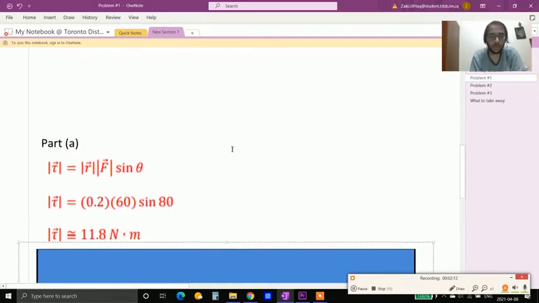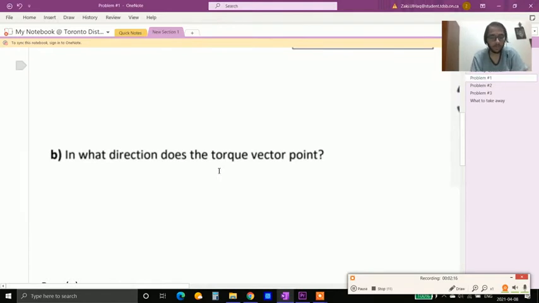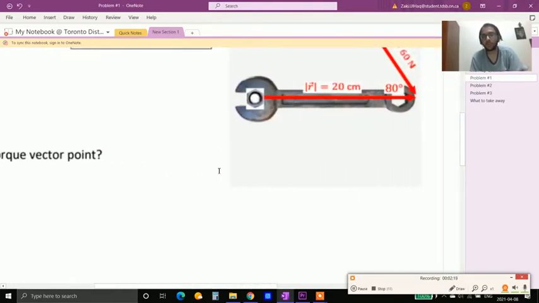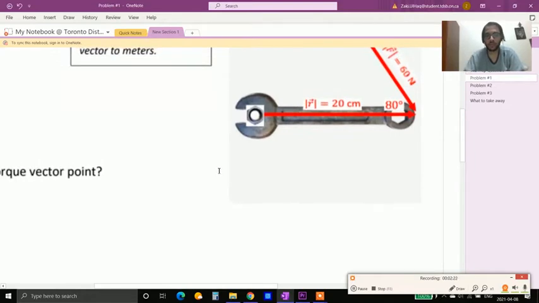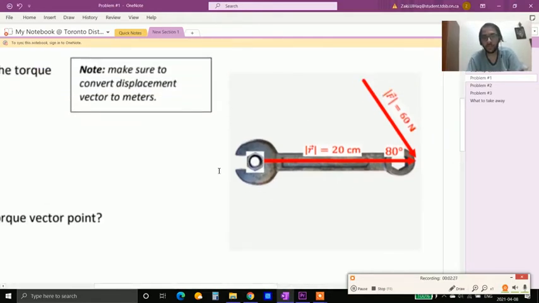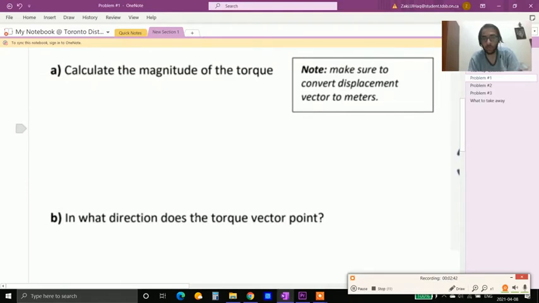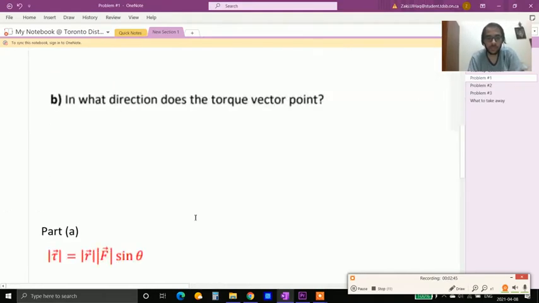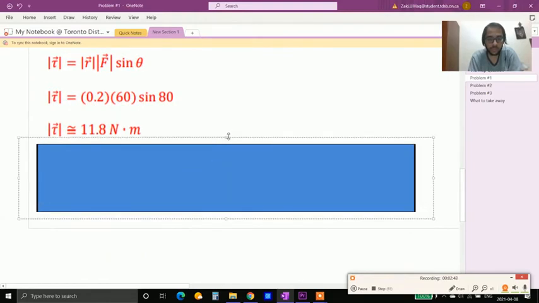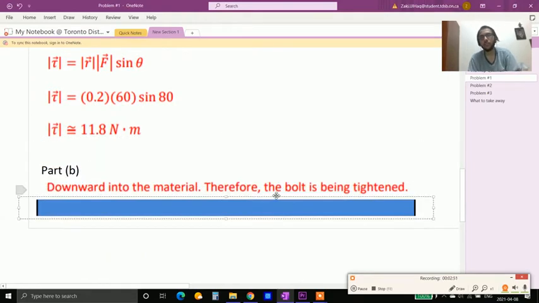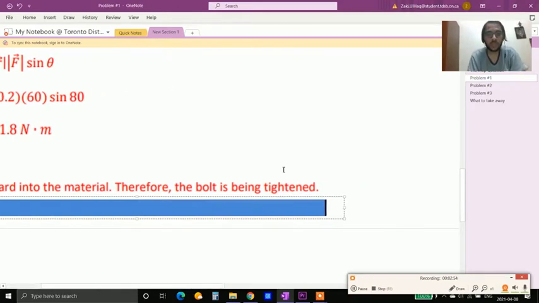And that's it. Now in part B, it asks, what direction does the torque vector point? Well, if you remember your right hand rule, you would need to place your right hand on top of the wrench, and you would need to curl up your hand in such a way that it joins up with the force vector. The only way you can do this is by flipping it upside down and then curling it. But remember, when you flip your hand upside down, that means that the direction is pointing down. What does that mean? In the context of this question, it means that the wrench is being pointed downward into the material, meaning it's currently being tightened.